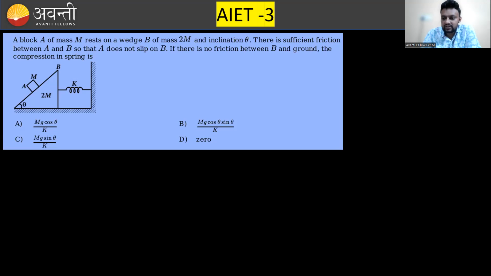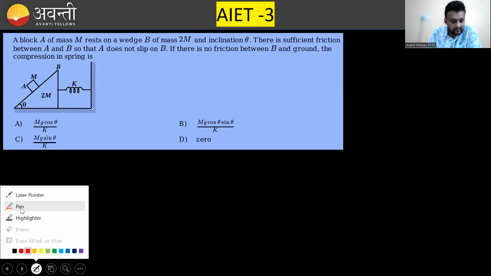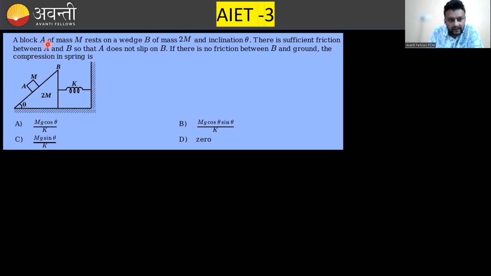First question, you can pause the screen while watching and attempt it yourself. First of all, we will read the question. After that, we will solve. The question says, a small block A of mass m rests on a wedge of mass 2m and inclination theta. There is sufficient friction between the blocks A and B so that A does not slip on B. That means the smaller block is at rest. If there is no friction between B and ground, the compression in the spring is.